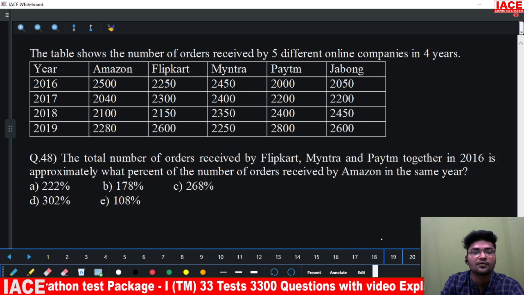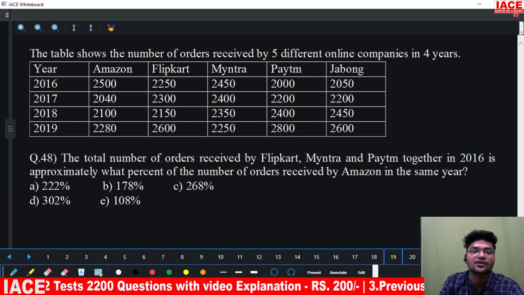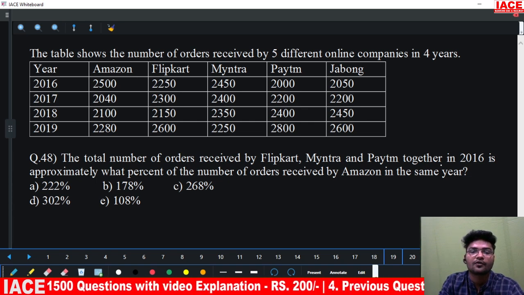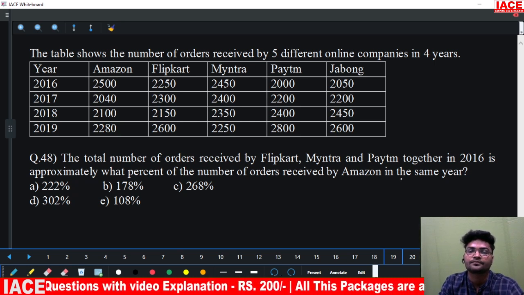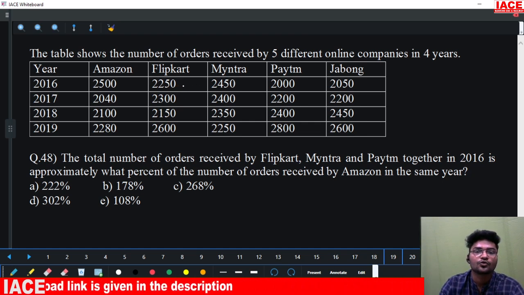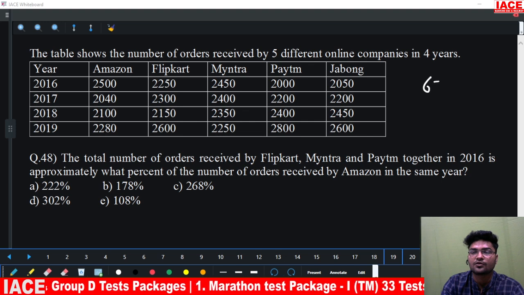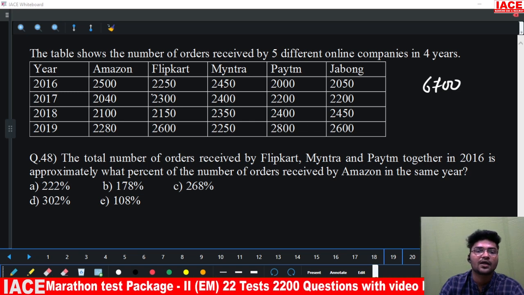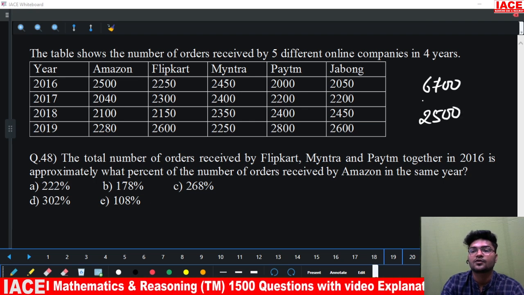Next question. Question number 48. The total number of orders received from Flipkart, Myntra and Paytm together in 2016 is approximately what percentage of the number of orders received by Amazon in the same year? So Flipkart, Myntra and Paytm in 2016: 2250 and 2450. This is 4700 plus 2000. This is 6700. Amazon in 2016 is receiving 2500. So divide it.